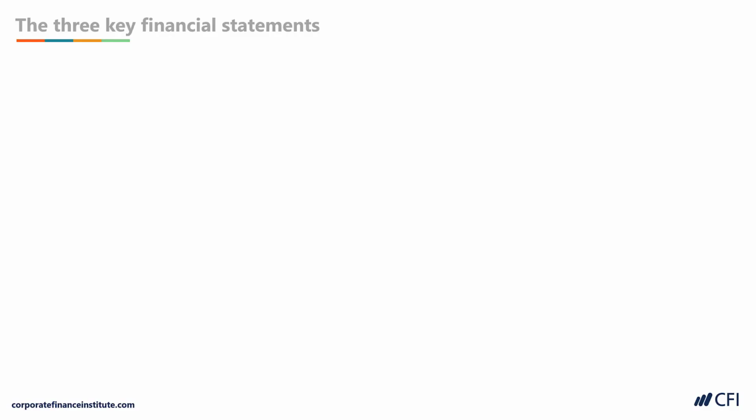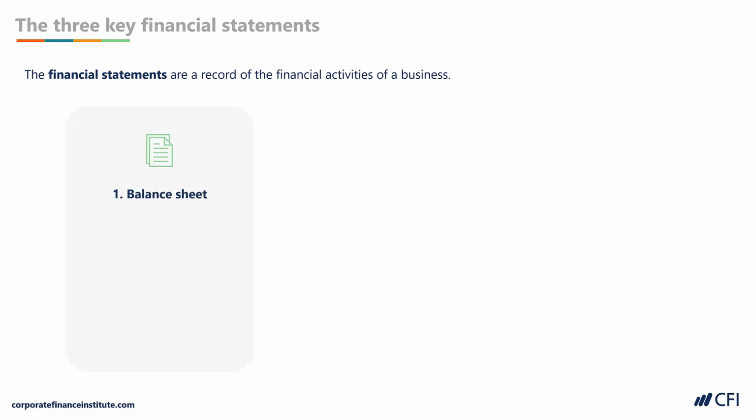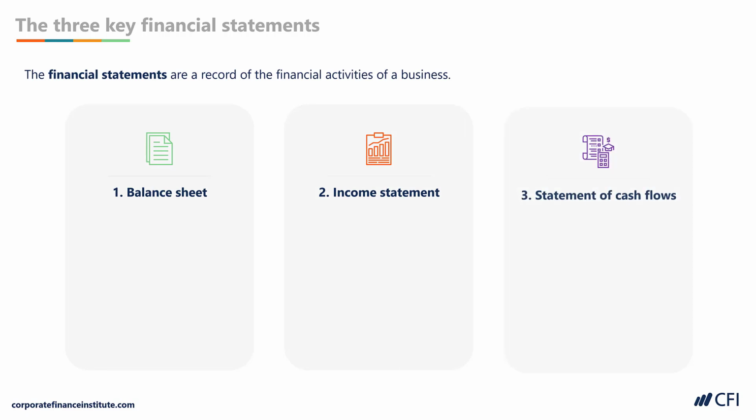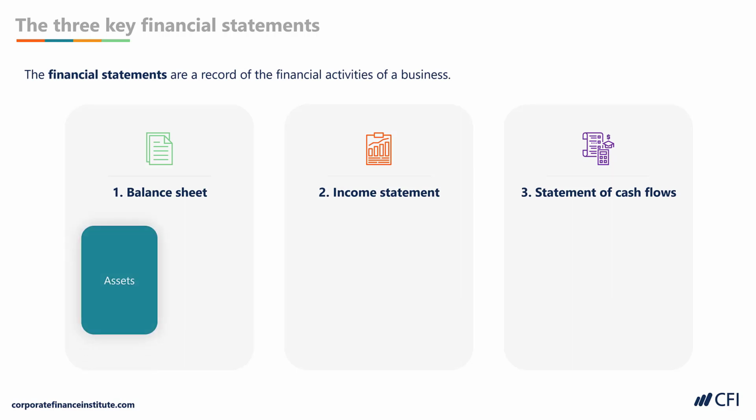The financial statements are a record of the financial activities of the business. There are three main financial statements: a balance sheet, an income statement, and a statement of cash flows. Let's start by reviewing the balance sheet, also referred to as the statement of financial position. The balance sheet shows what a company owns, referred to as its assets, what it owes, referred to as liabilities, and what it's worth, referred to as equity, at a particular point in time.